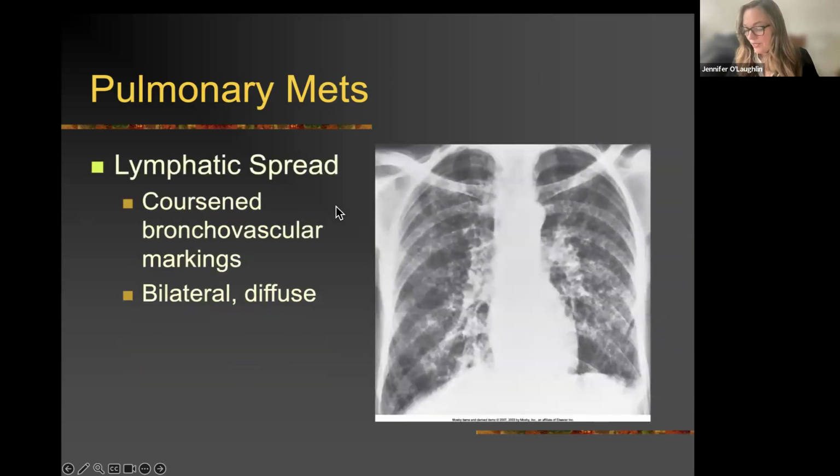And then compare that now here to lymphatic spread. What you're seeing is just an overall coarsening of the lung markings. So bronchovascular markings are more prominent. They have a coarse, roughened texture to them. And again, it's bilateral and diffuse spread to both sides.